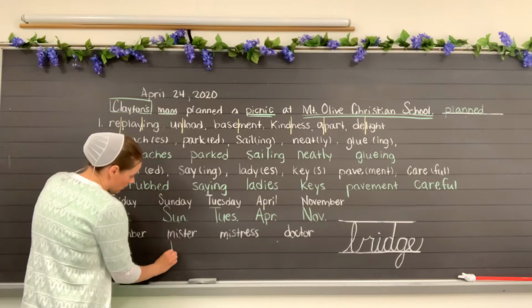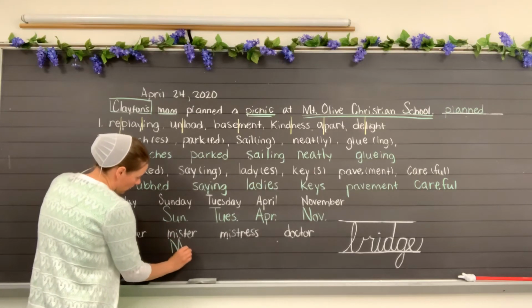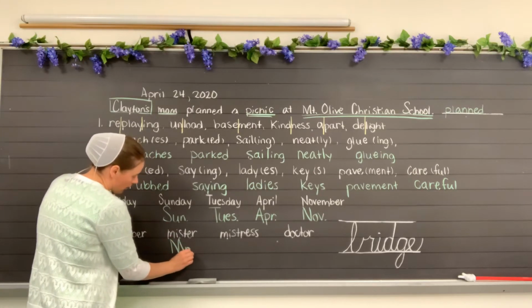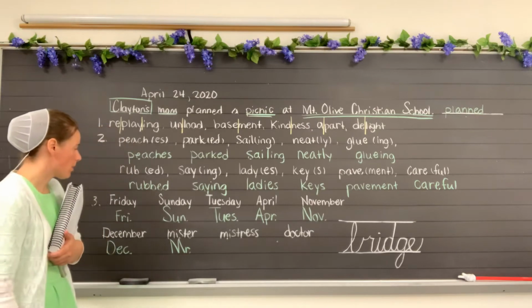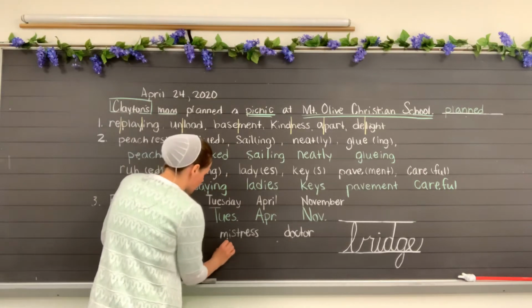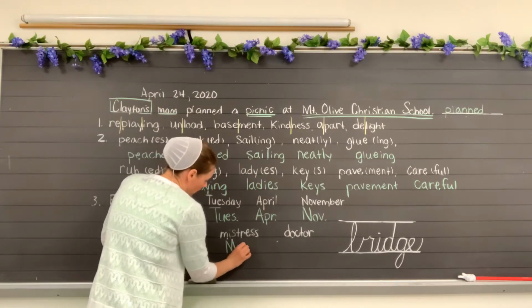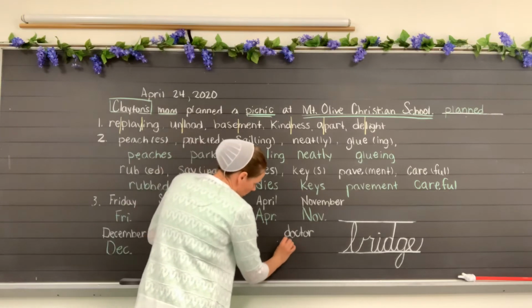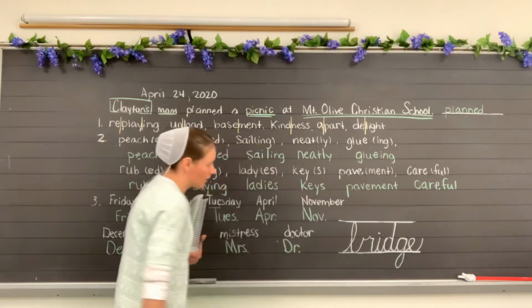Mr. is, don't forget your capital letter, capital M, R, period. Mrs. is capital M, R, S, period. And Dr. is capital D, R, period, like that.